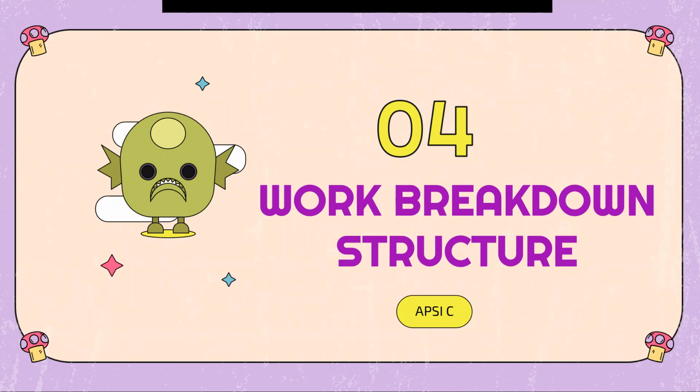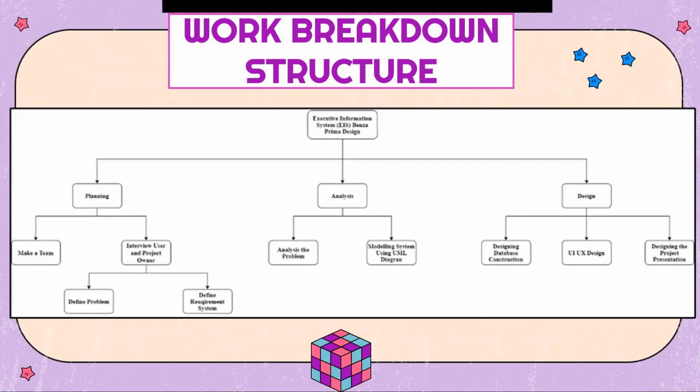The next one is work breakdown structure or WBS. The WBS is a deliverable or product-oriented grouping of project work elements shown in a graphical display to organize and subdivide the total work of a project. In this picture, as you can see, the WBS is divided into three processes. Namely, first one is planning, second one is analysis, and the third one is the design.